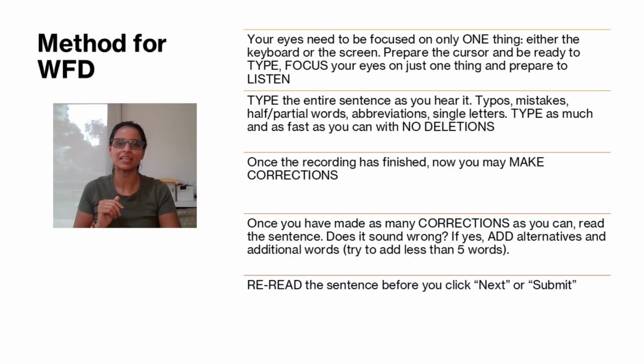As usual, your eyes need to be focused on only one thing, either the keyboard or the screen. If you're a really fast typer, you're probably looking at the screen. But if you're a slow typer, you're looking at your keyboard. Okay? You're going to prepare the cursor and be ready to type, right? Be ready to listen. You are going to type the entire sentence as you hear it, with mistakes, with half or partial words, with abbreviations, with single letters.